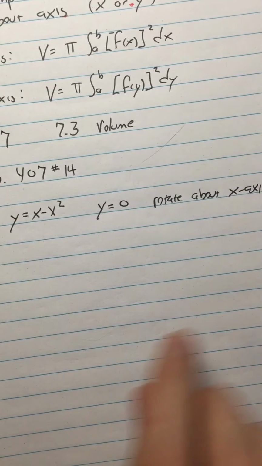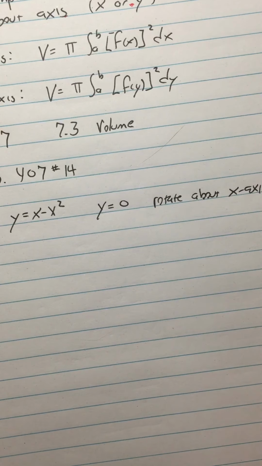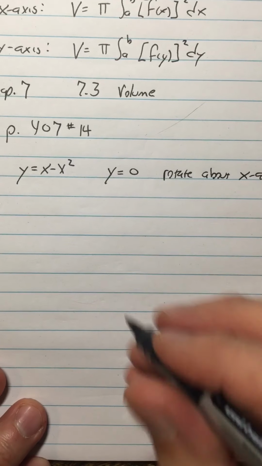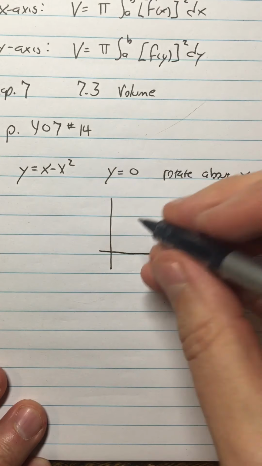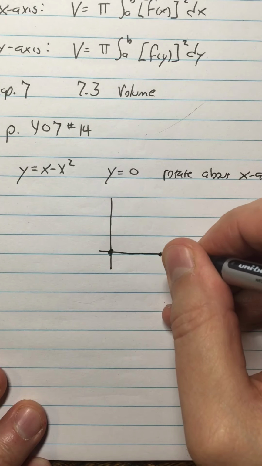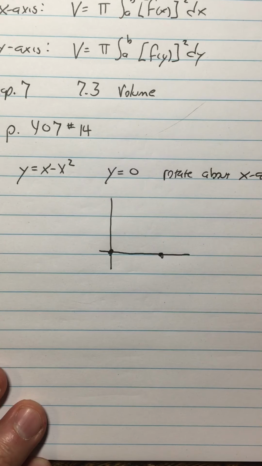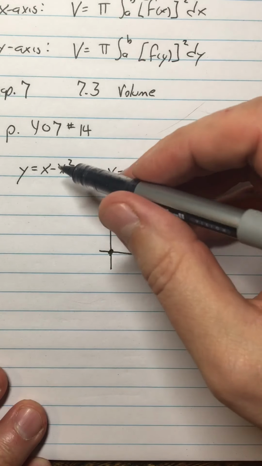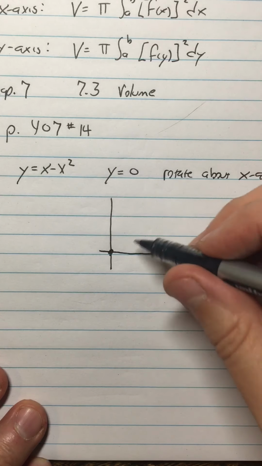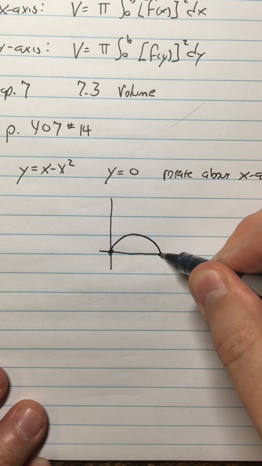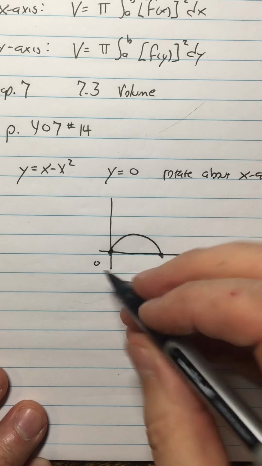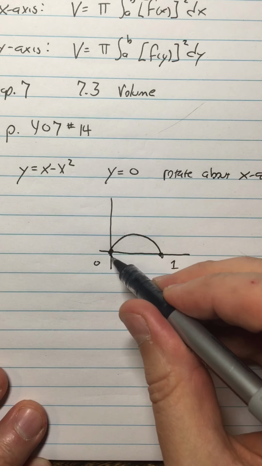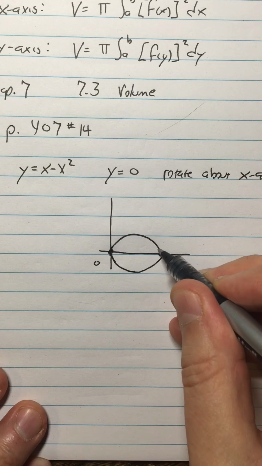Okay, so what are we going to do? First, we should draw it. Now, you should be just really expert at drawing this. Look, this is a parabola. It faces down. The x-intercepts are 0 and 1. You hardly need to spend time factoring that. Faces down because the leading coefficient is negative. All right, so that's what you got. You got 0, you got 1. We're rotating it about the x-axis, so we're basically going to mirror this down here and rotate it like that.